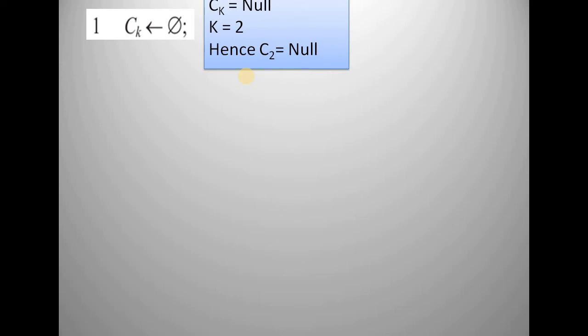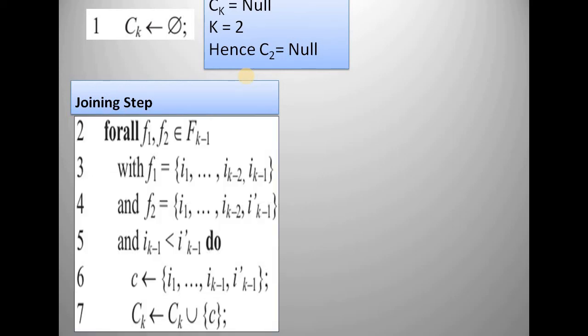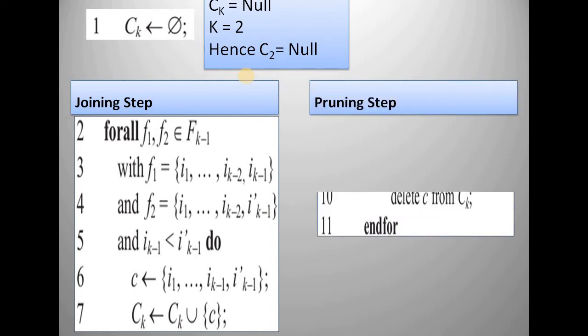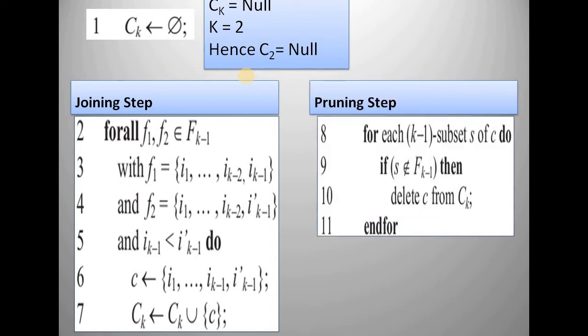Value of Ck equal to null, k equal to 2, hence C2 is equal to null. Now the first process is the joining step. These are the steps for joining. Lines 2 to 7 show the joining process, and next is pruning. Lines 8 to 11 of the algorithm show the pruning process.